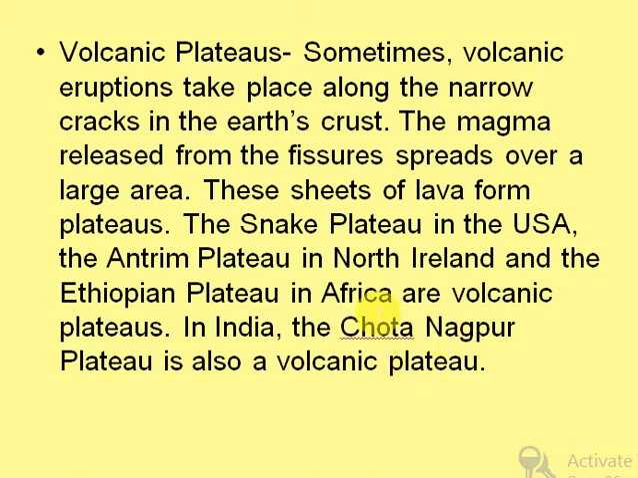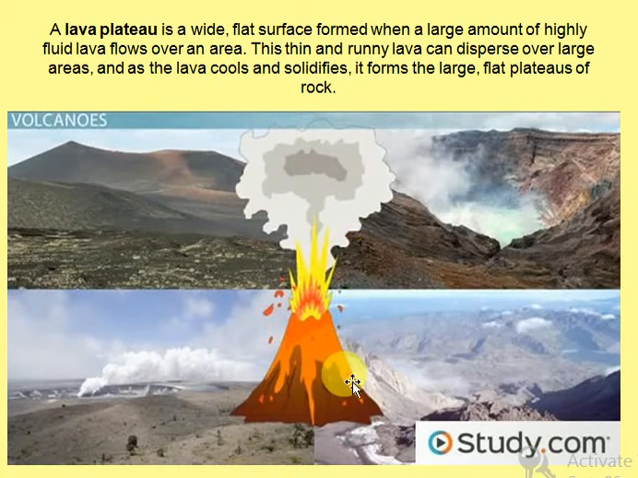So all those plateaus which have been developed by the flow of magma depositing on the surface of the earth, and this lava, when it solidifies, converts into a plateau that is known as a volcanic plateau. Look at the image carefully. This clearly shows how the volcanic plateaus are developed.